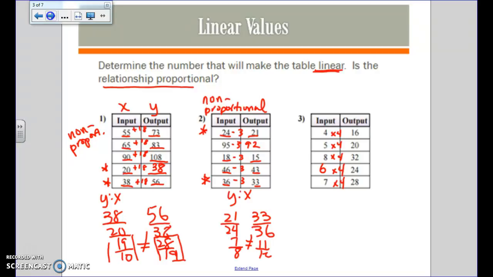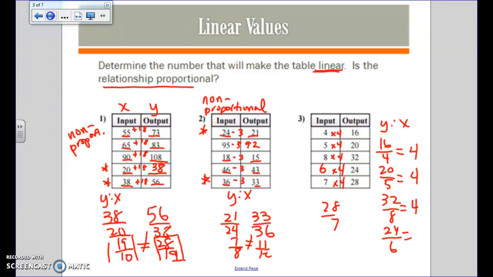Is it proportional? Let's find out. If I divide the y compared to the x, 16 over 4, 20 over 5, 32 over 8, 24 over 6, and 28 over 7, do all of those ratios match? Well, 16 divided by 4 is 4, 20 divided by 5 is 4, 32 divided by 8 is 4, 24 divided by 6 is 4, and 28 divided by 7 is 4 as well. So as you can see, because the ratio matches in every instance, this is proportional. It is linear and proportional.